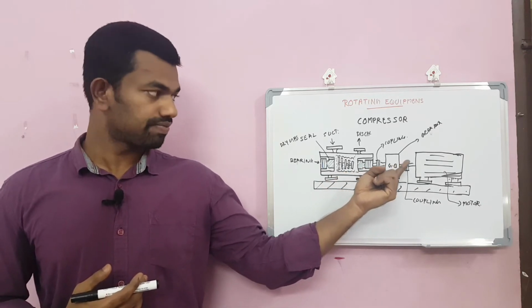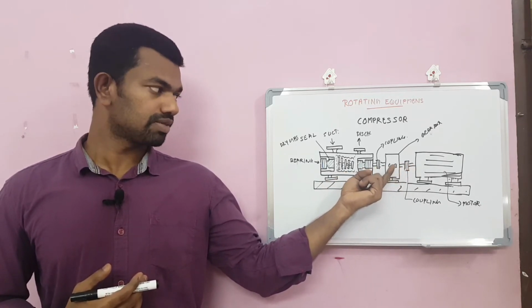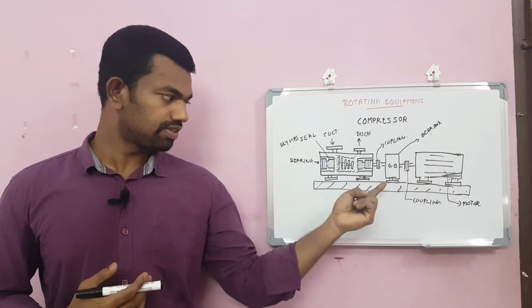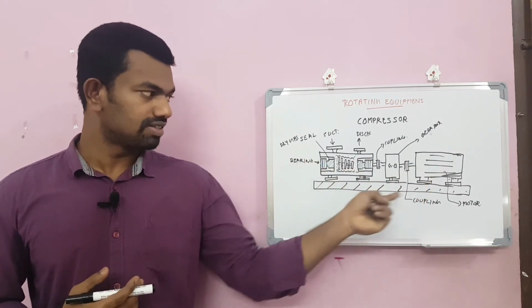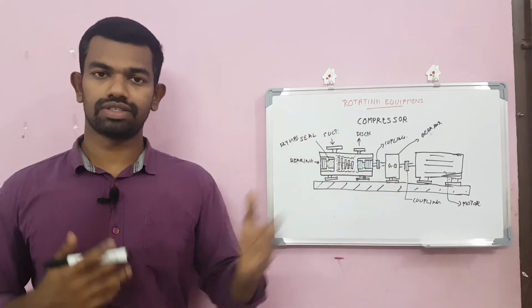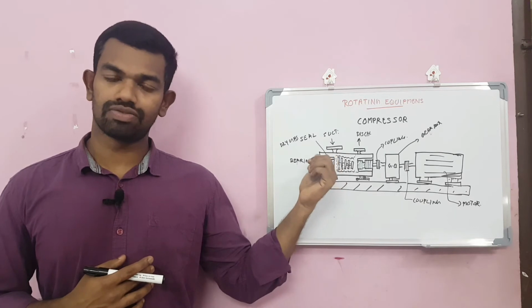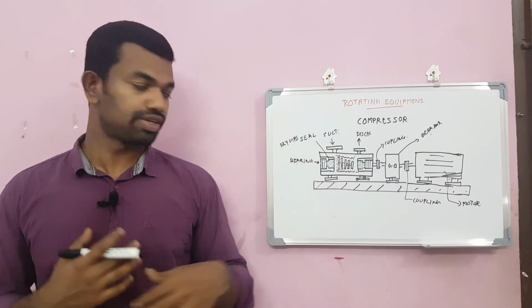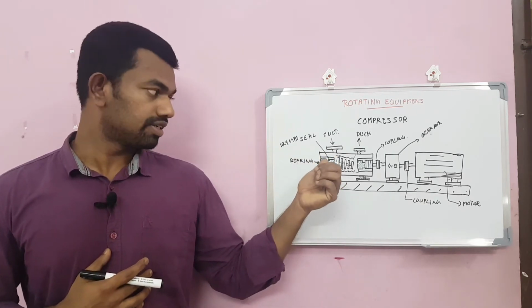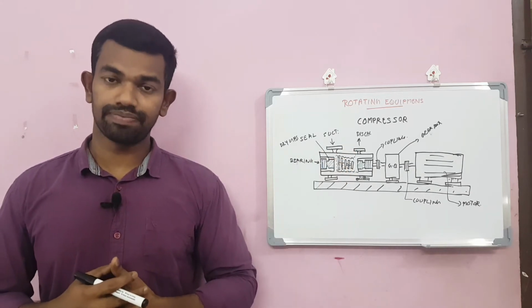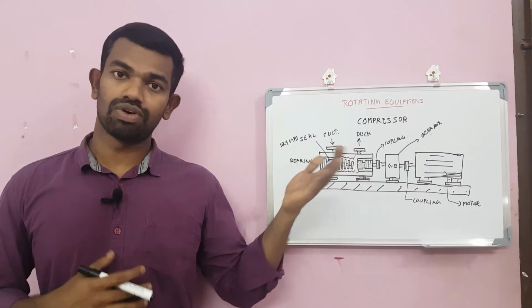This is a gearbox. This is again a coupling to connect between the gearbox and the electric motor. This is the electric motor. This is a base plate, and these are the normal parts of a compressor. There are many other things, such as sensors for sensing the vibration and the temperature of the bearings, and cooling the seal. There is a seal cooling system, a lube oil cooling system, and a lube oil circulating system.